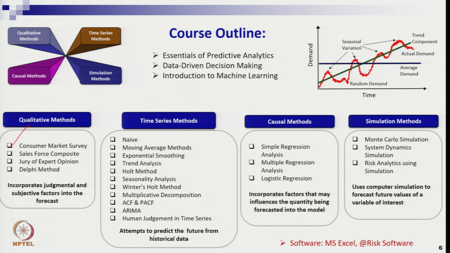Because age group could be an issue, gender could be an issue. To some extent, the location, the demographic aspects could be an issue. In which month you have collected the data could be an issue, and only then can you make the forecast. So the consumer market survey is a very popular method. It's an evergreen method, but sometimes it has limitations.